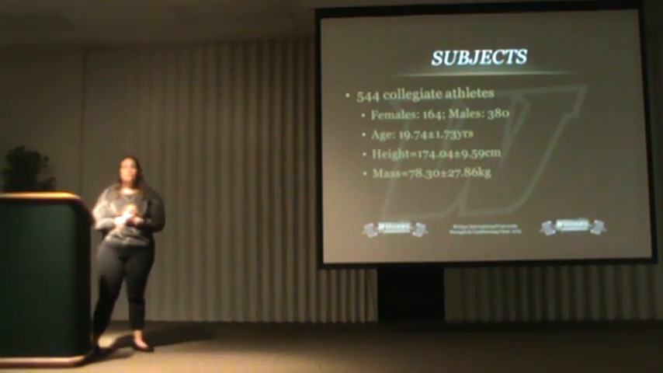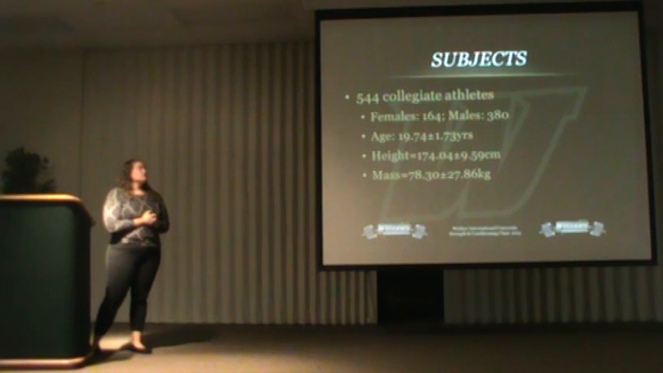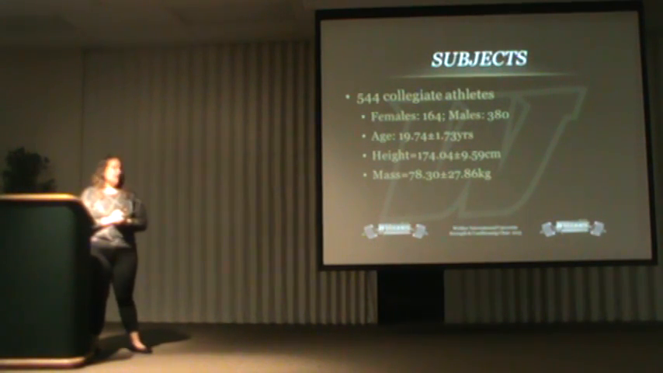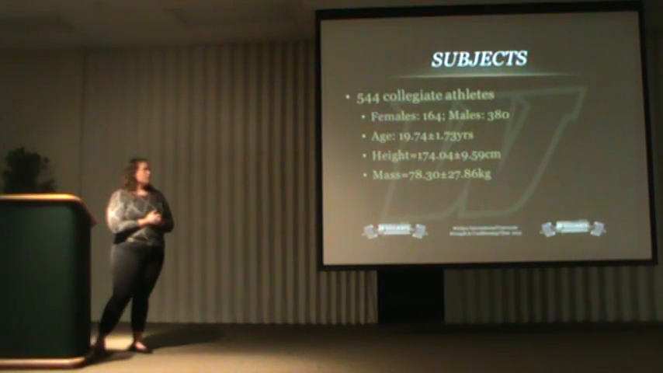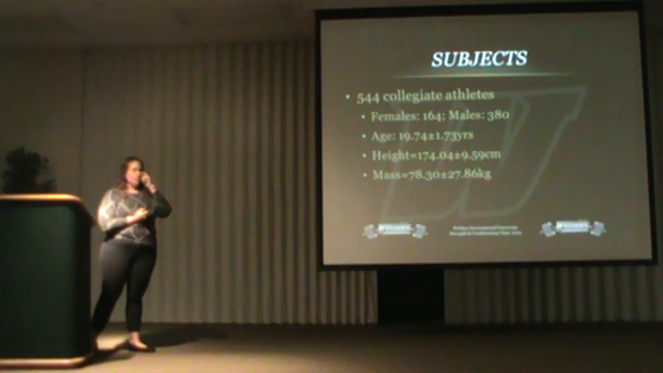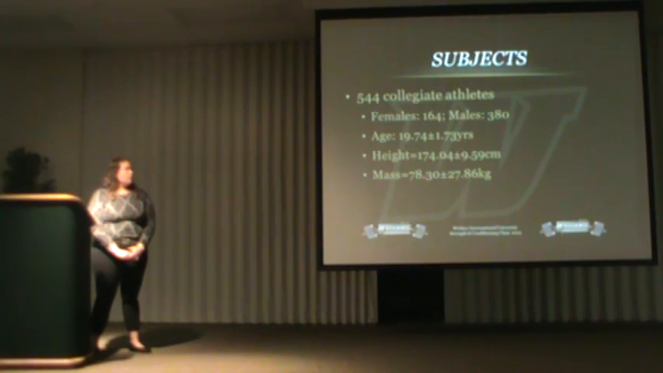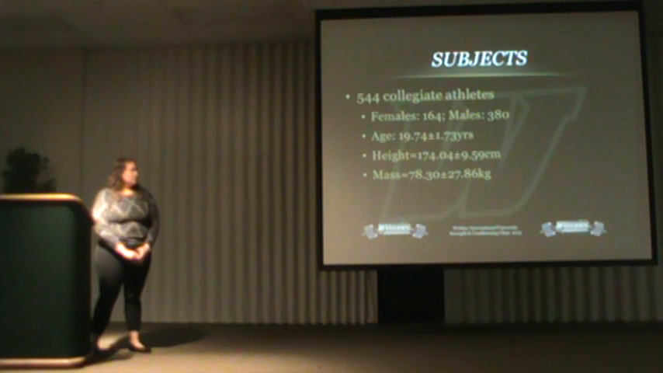So we ended up with 544 collegiate athletes. There were 164 females and 380 males. The average age was 19.74 plus or minus 1.73 years. Average height was 174.04 plus or minus 9.59 centimeters. And then the average mass was 78.3 plus or minus 27.86.